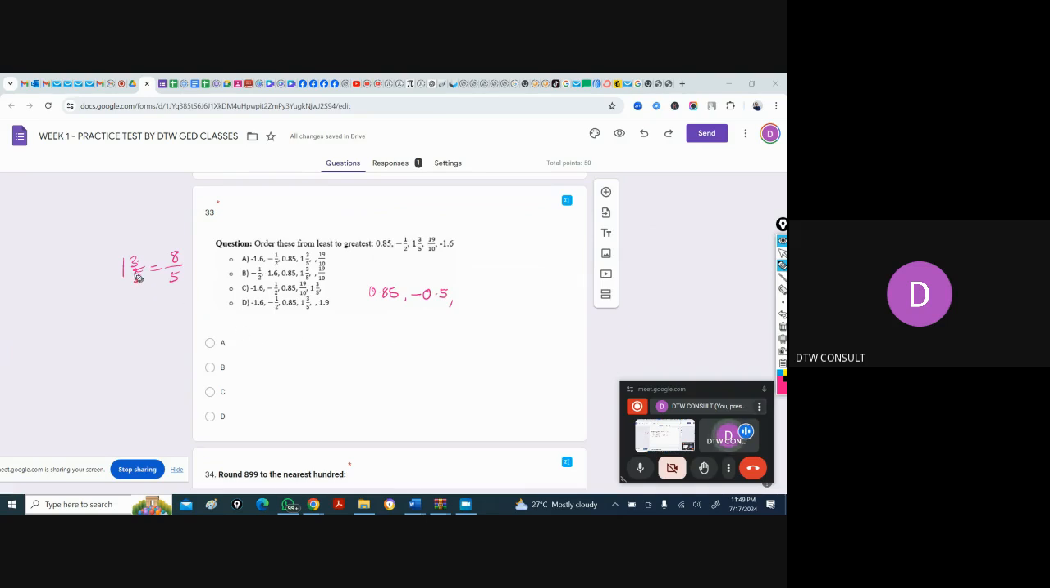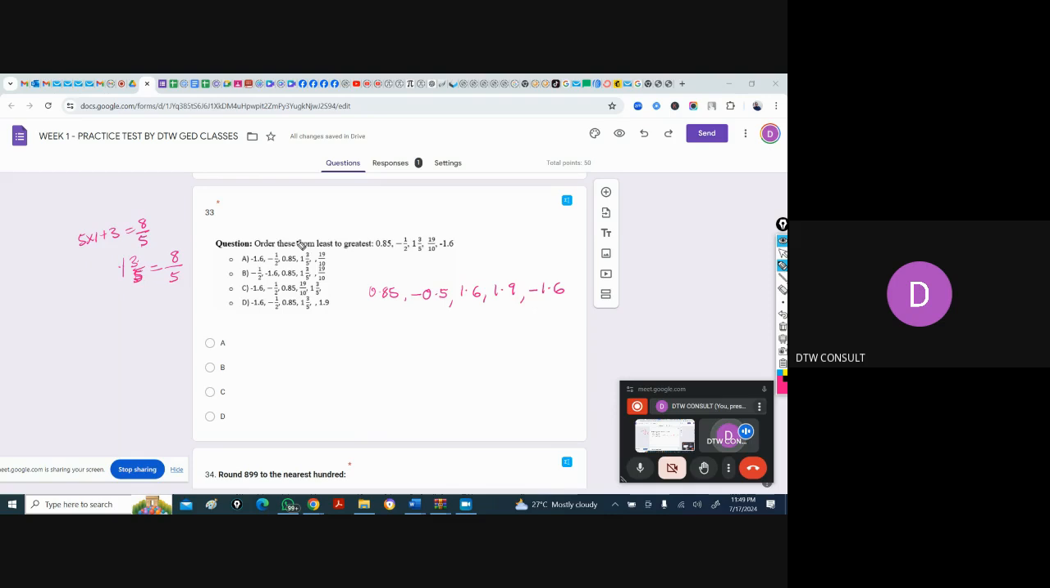You do 5 times 1, then plus 3. That gives you 8. Then you divide by this same 5. Ali, do you see that? Yes. So what is 8 divided by 5? That gives you 1.6, right? What is 19 divided by 10? That gives us 1.9, right? Then this is negative 1.6. Are you with me?